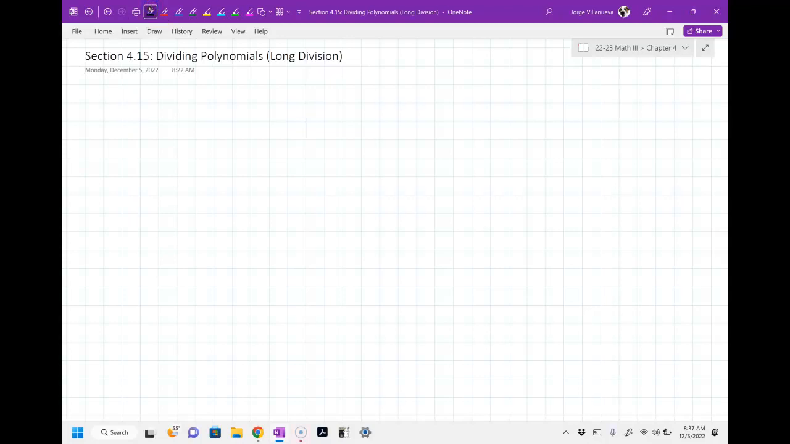Okay, so the last section that we're doing is section 4.15, at least for this quiz. Dividing polynomials, and I put right there long division because sometimes you're just going to divide them a little easier. Sometimes you're going to do long division. So we're going to start off with the easier types, and then we'll move into the long division.